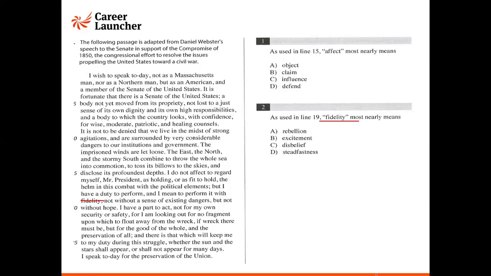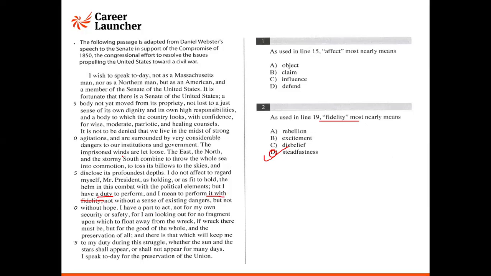Let's have a look at what choice we're going for. Now, if you look at your poll results here, clearly majority has opted for D part, which is indeed the right choice. Absolutely correct. So here it says, I have a duty and I mean to perform it with.